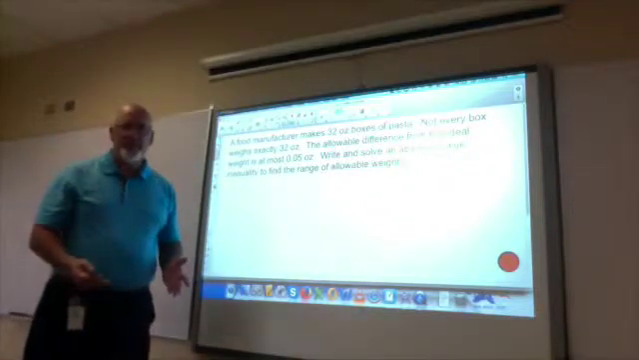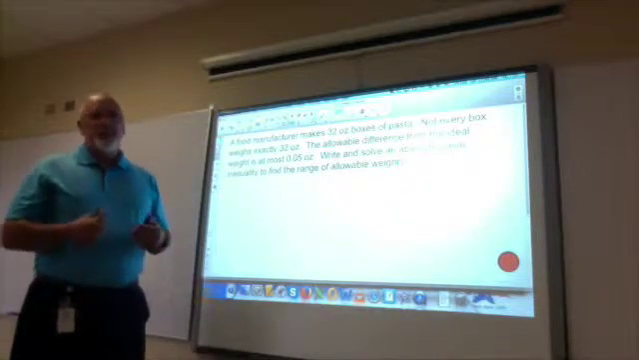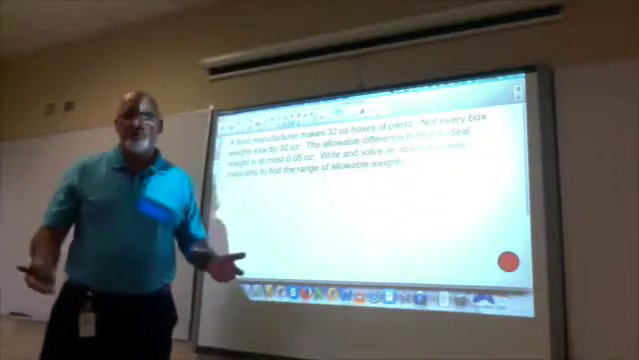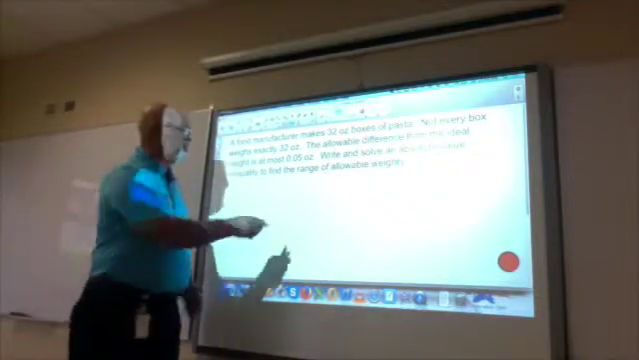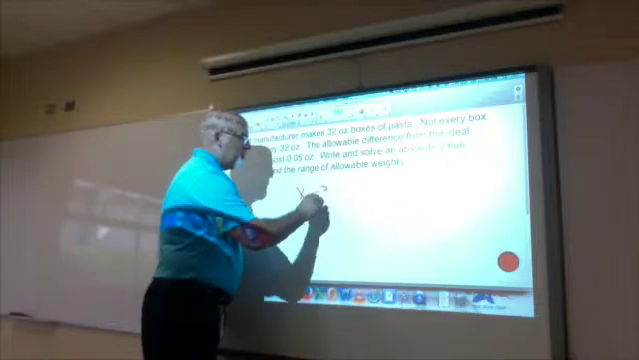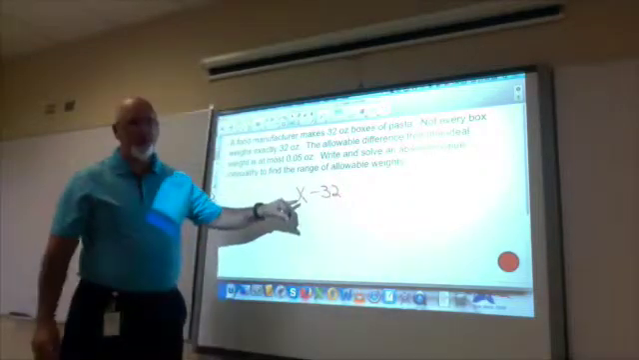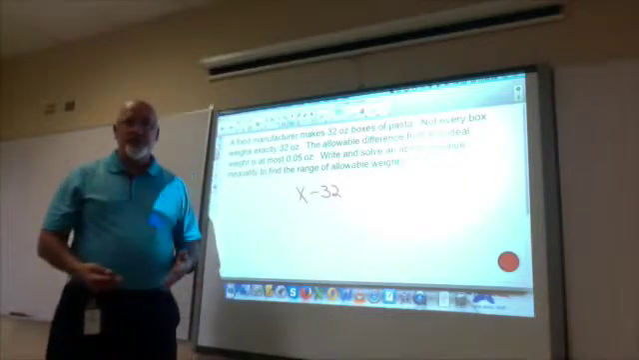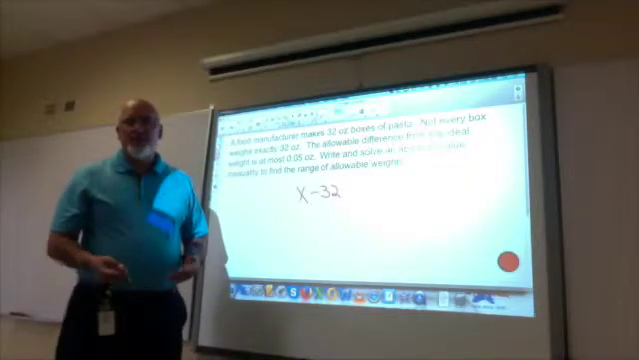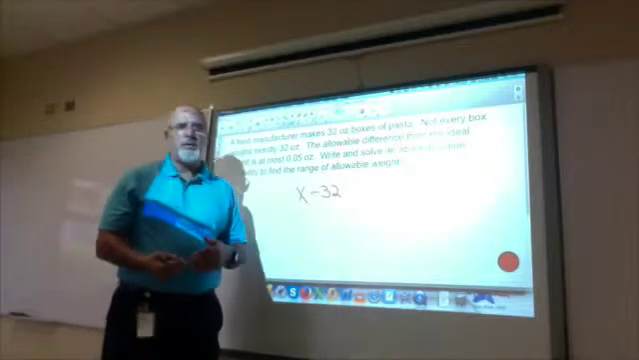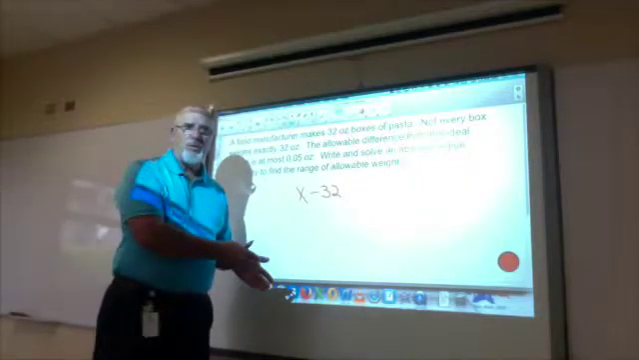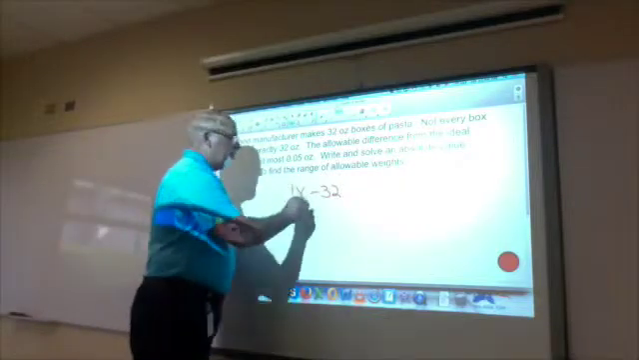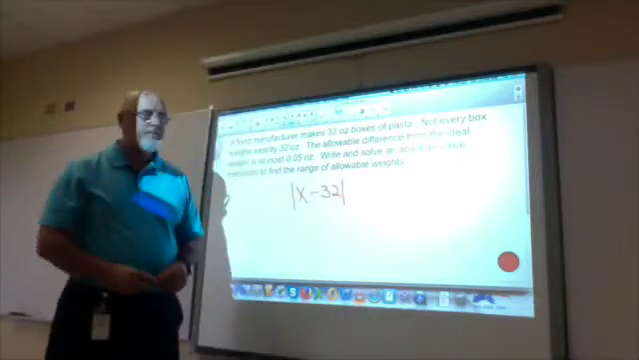So very similar to the last problem that we had. It's supposed to weigh 32 ounces, but it actually weighs x ounces. So what's the variance? You would go x minus 32, because this is how much the box weighs, this is how much it should weigh. So that's how we get the variance. We know that it can be positive or negative because it can't weigh 0.05 more, and it can't weigh 0.05 less. So we put an absolute value symbol there.